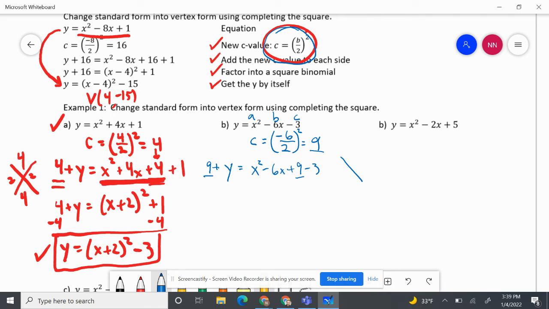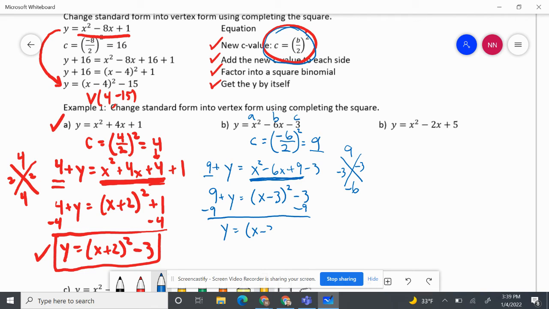Our next step is we're going to factor it. We're looking for two numbers that multiply together to give us 9, and add up to negative 6. Once again, we're using this trinomial and factoring it into a square binomial. So that would be negative 3 and negative 3. So that gives us x minus 3 squared, and then we put minus 3. Then in order to get the y by itself, we're going to subtract the 9. And we get y equals x minus 3 squared minus 12. And that right there is our answer.